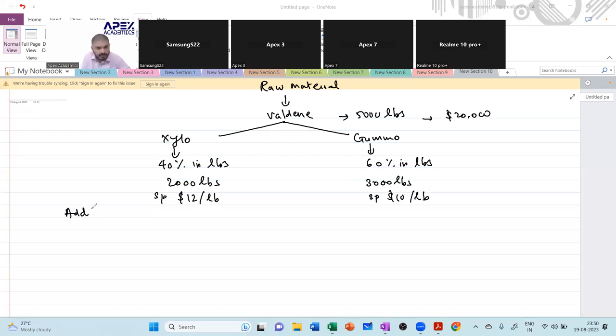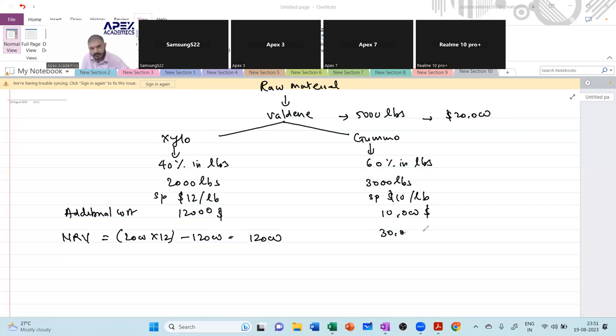There is an additional cost of how much as far as Xylo is concerned? There is an additional cost of 12,000, and how much as far as Gummo is concerned? $10,000. What is the net realizable value in this case? The net realizable value is 2,000 multiplied by 12 minus 12,000. So here it is how much? 12,000. Here it is how much? Which is 20,000.